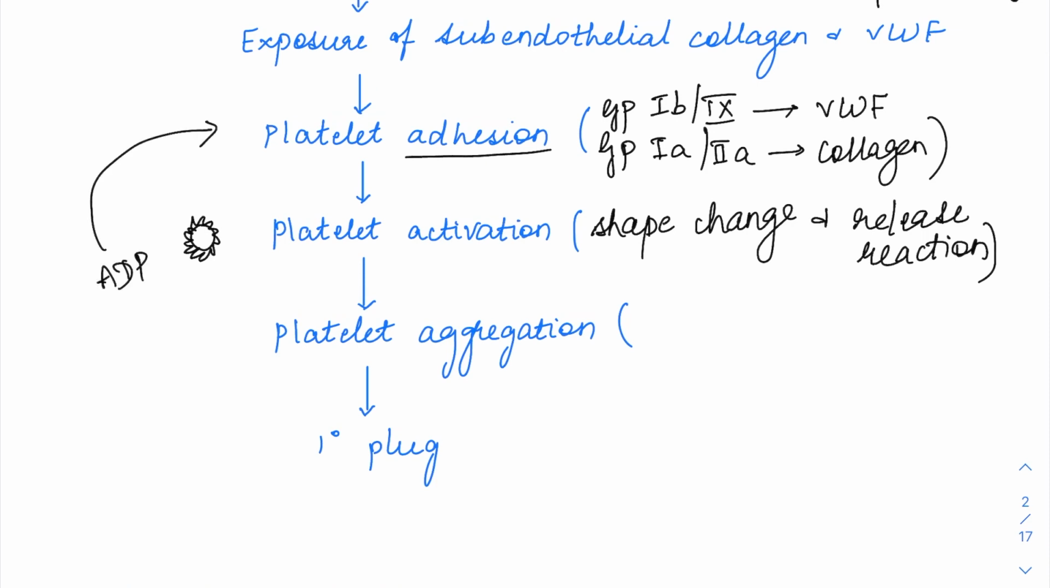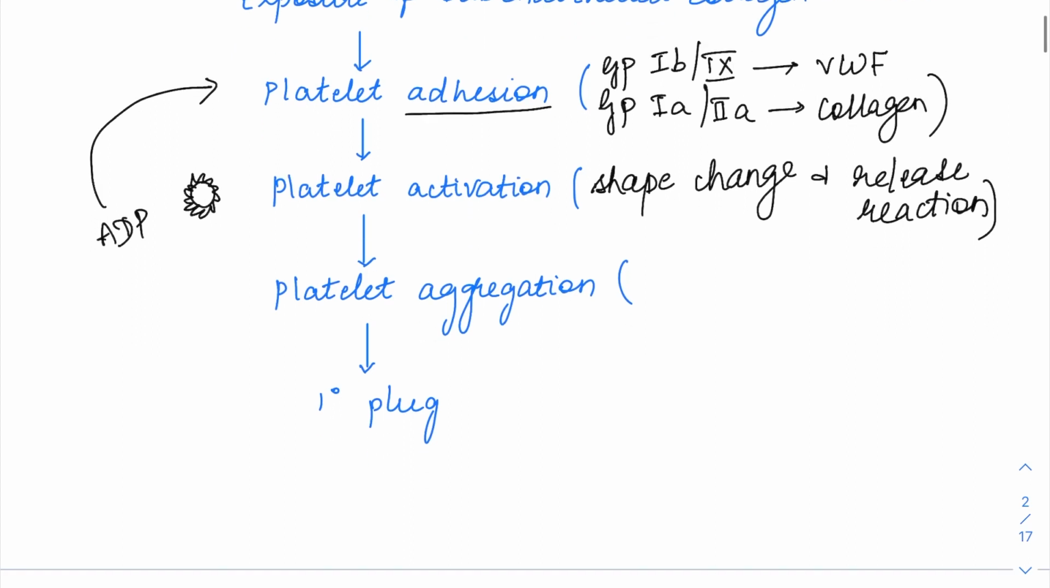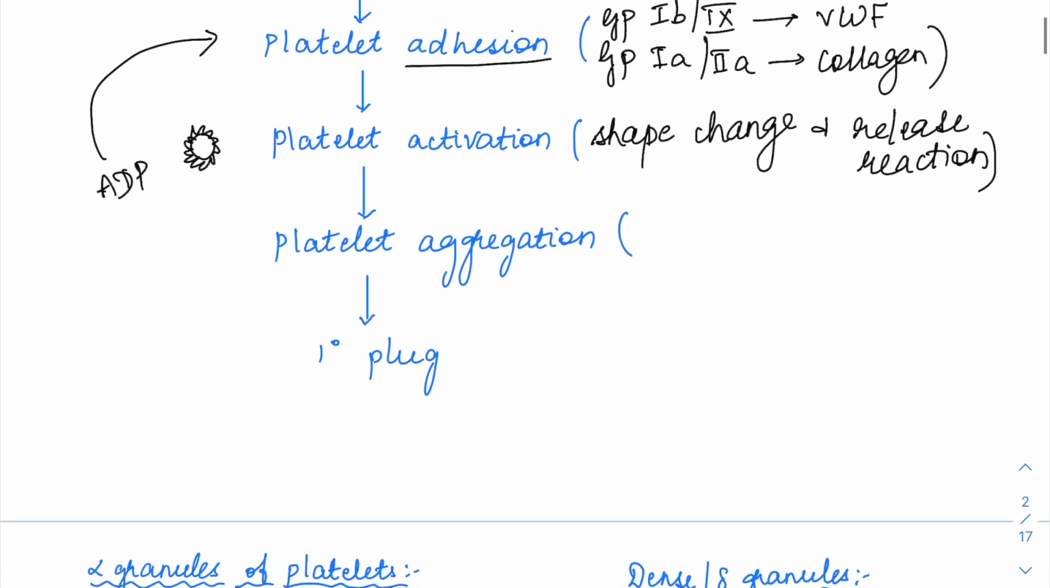So this is a cycle. Platelet adhesion, so a kind of autocoagulation cycle is going to happen over here. Then after the platelet is activated, next up is the platelet aggregation. So with one platelet, another platelet is going to come and attach. So it is going to form a platelet aggregate.